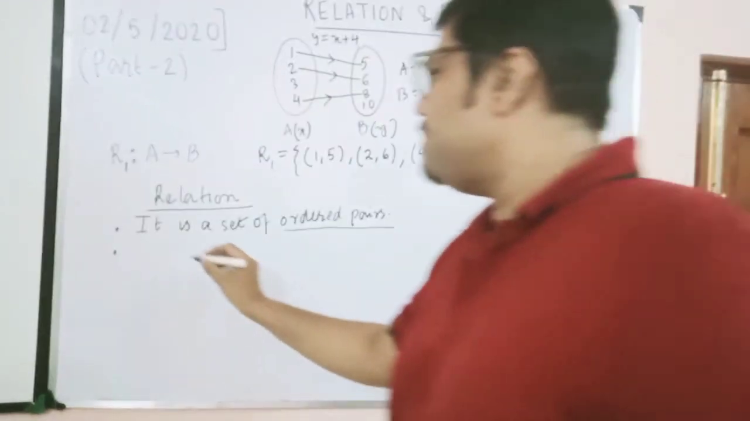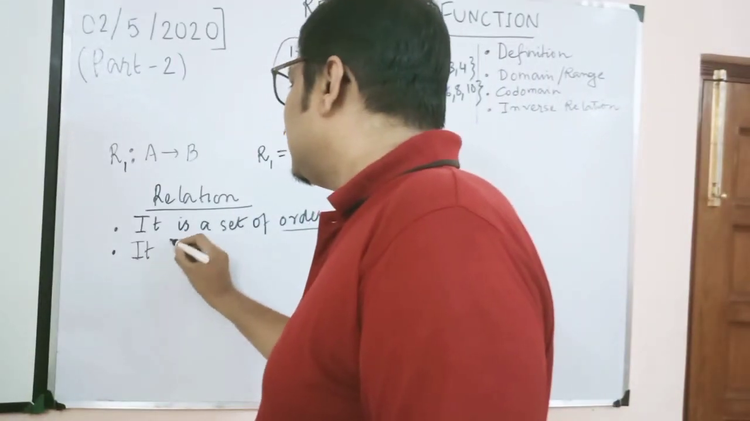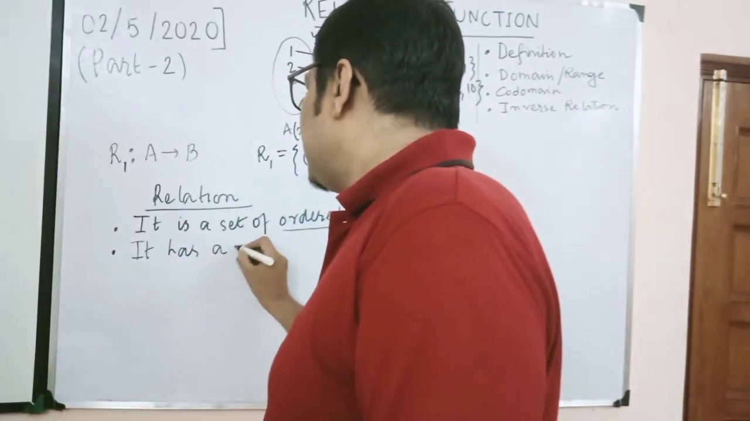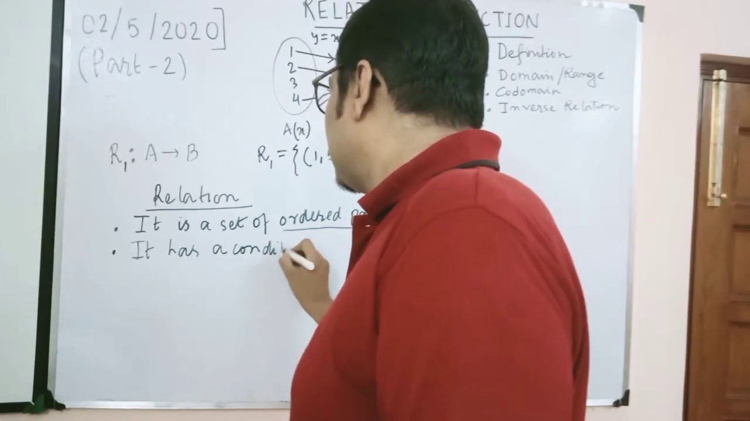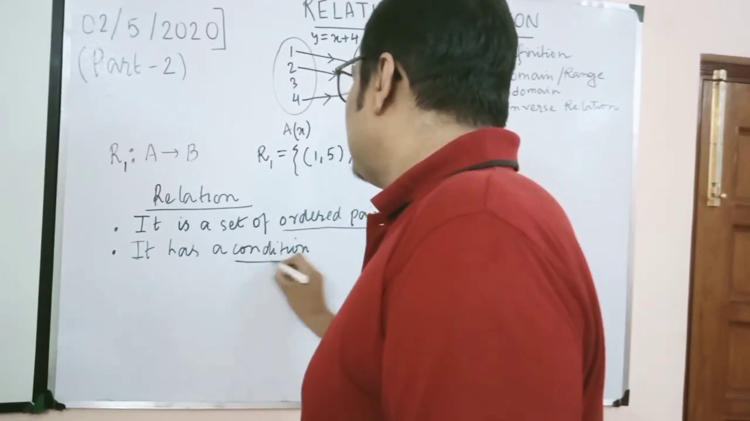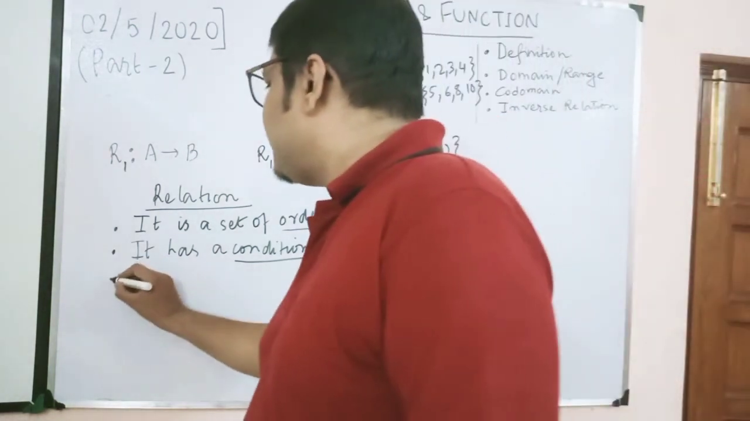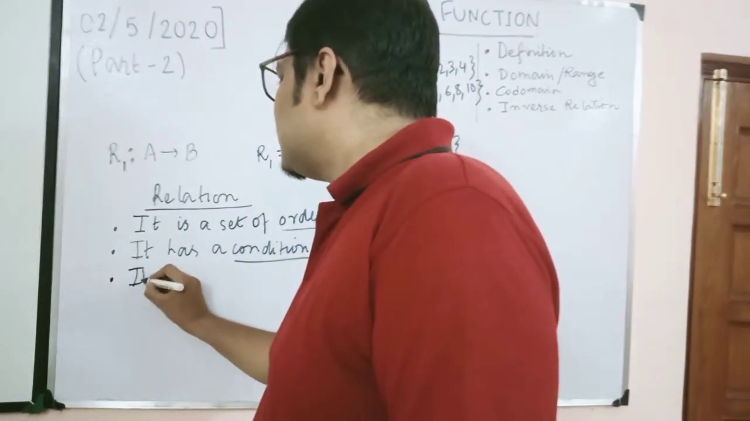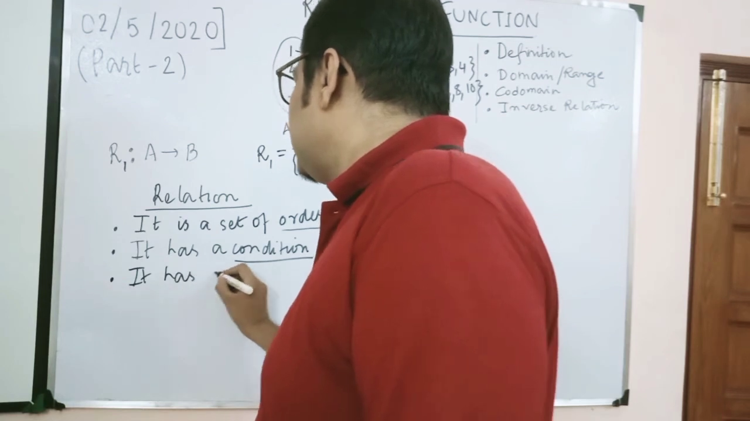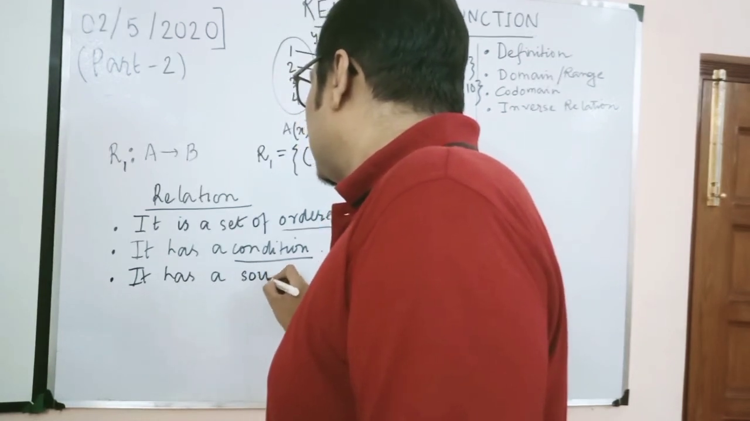Now the second point is it has a condition. What condition, that you also know. Here a condition is given, something is defined based on which the elements are chosen. So y equals x plus 4 is the condition. So it has a condition. The third point is you can say it has a source.